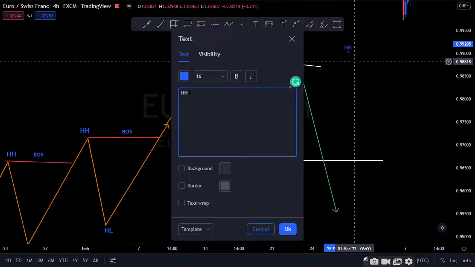Shift in market structure. So let me give you the labels. HH is higher high. HL is higher low. BOS is break of structure. SMS is shift in structure.